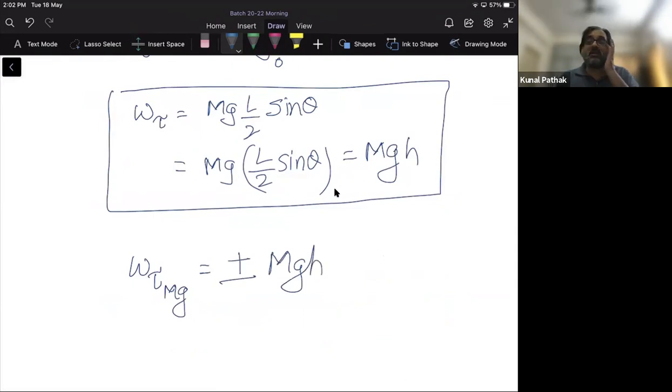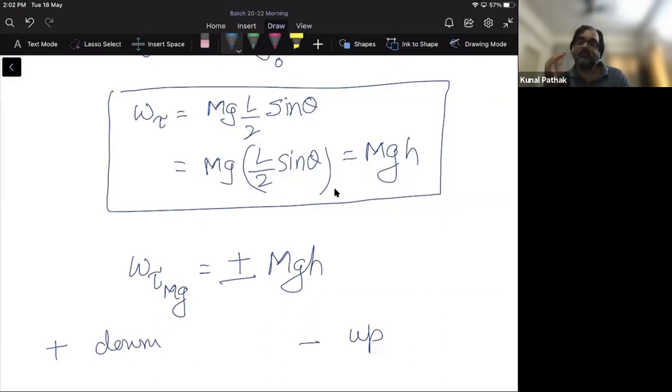but this is a result that we have been seeing for so long. It is the work done by gravity, it is the potential energy of gravity, and now it turns out that if gravity is applying a torque, then it does the same amount of work. When will it be plus, and when will it be minus? Plus when it is going down, okay, and minus when it is going up.